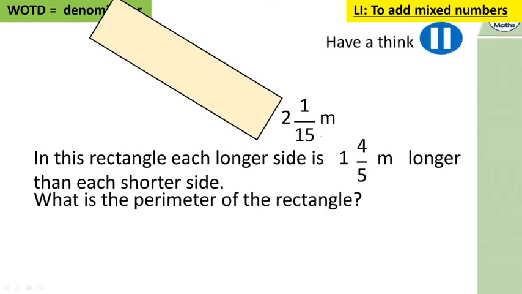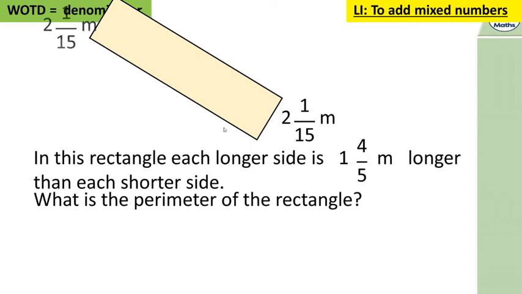So remember what you know about rectangles. If you know this length, what else do you know? And then how are we going to work out these ones? Okay, so if you know this one is 2 1/15 of a metre, then this one has to be the same, 2 1/15 of a metre. In this rectangle, each longer side is 1 4/5 of a metre longer than each shorter side. So this side and this side are 2 1/15 of a metre plus 1 4/5 of a metre.